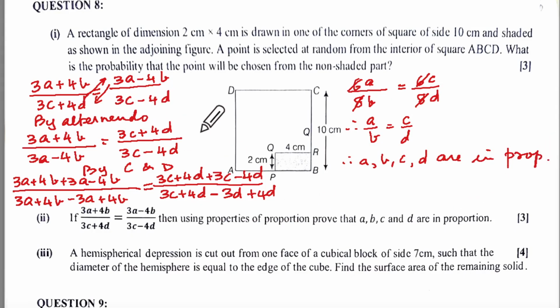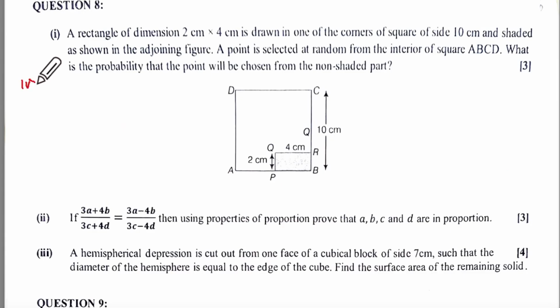Okay, so alternando will be 1 mark, componendo and dividendo 1 mark, and to write this and this together, that will be 1 mark. It's a 3 mark question. Let us come to the third part.